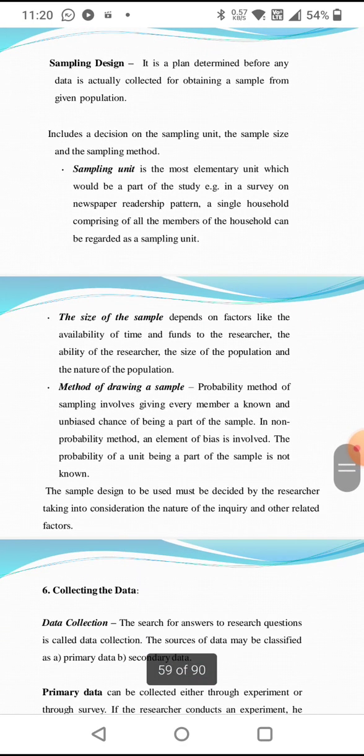And then the method of drawing a sample. Probability method of sampling involves giving every member a known and unbiased chance of being a part of the sample. In non-probability method, an element of bias is involved. The probability of a unit being a part of the sample is not known at all.